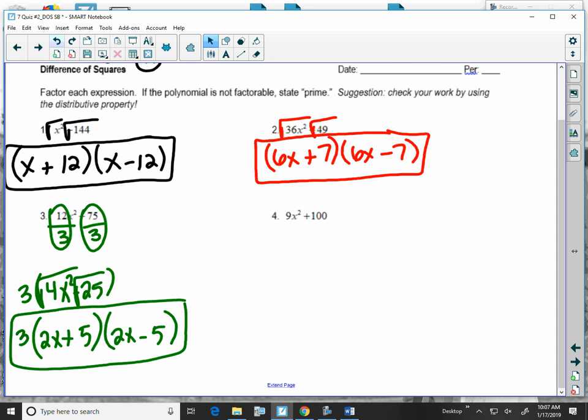Okay, last one, number 4. On number 4, we have two terms. We have perfect squares. 9 and 100 are perfect squares, but our issue here is this plus sign. We cannot have a plus sign in a difference of squares problem. If we run into this, we need to check for GCF. There is no GCF here, so we say that this is prime.